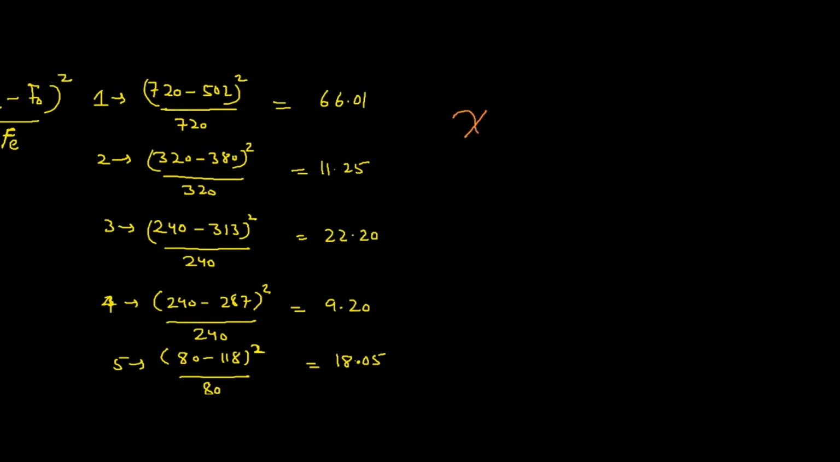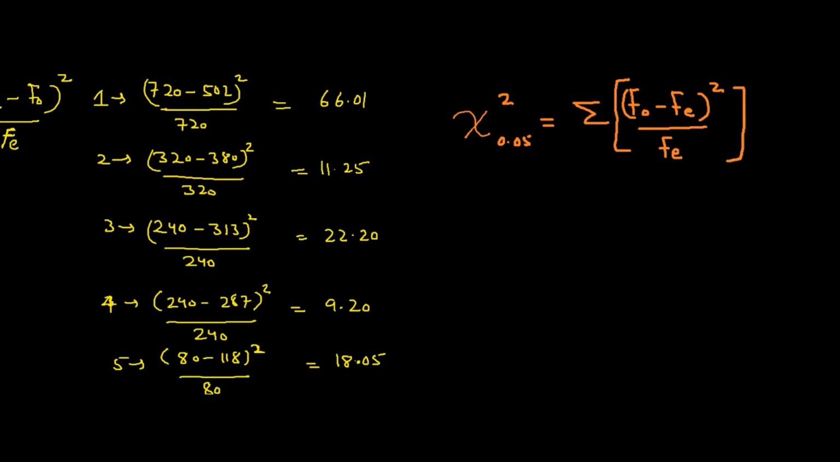Now chi-square is at the level of significance 0.05. We are calculating it as sigma of FO minus FE whole square by FE. I am writing the formula again and again because it's important, and it does not matter whether it is FO minus FE or FE minus FO, but the important thing is in the denominator you have FE. That is what you have to remember, and in the numerator you have a square of the difference.